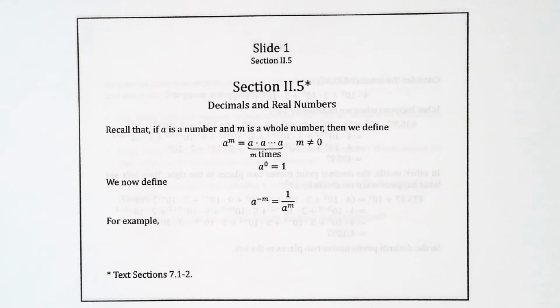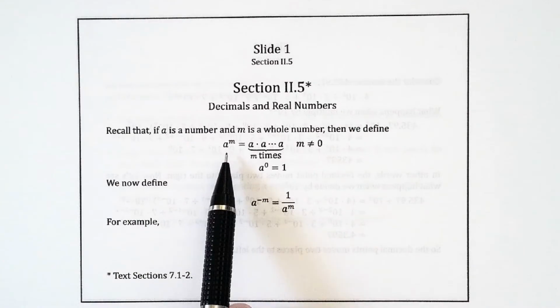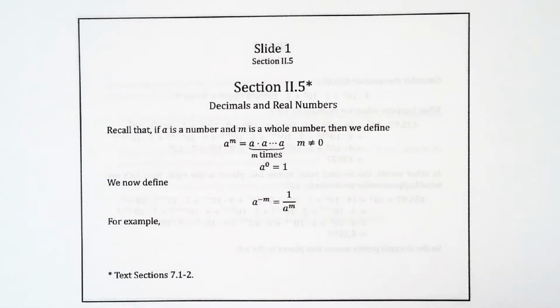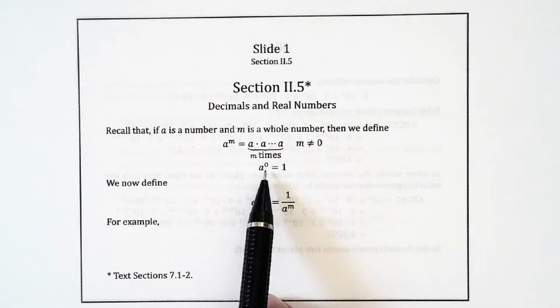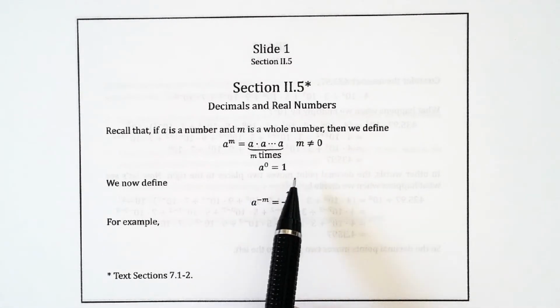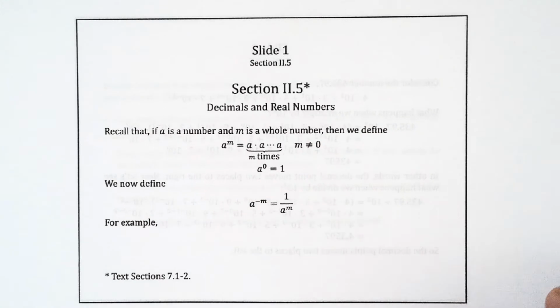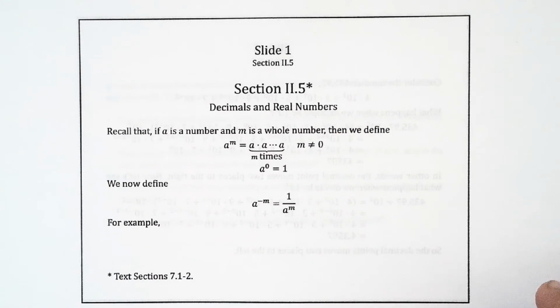Before we get into that, we need to talk about negative exponents. Recall that if a is a number and m is a whole number, then we define a to the mth power as just the product of a times itself m times. And then if m is 0, a to the 0 is equal to 1. Now we extend that definition by defining a to the minus m as 1 over a to the m.